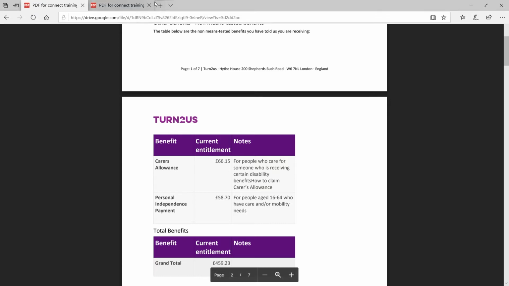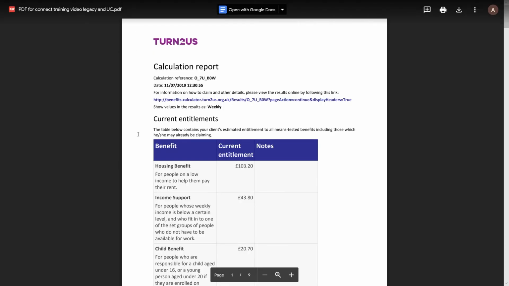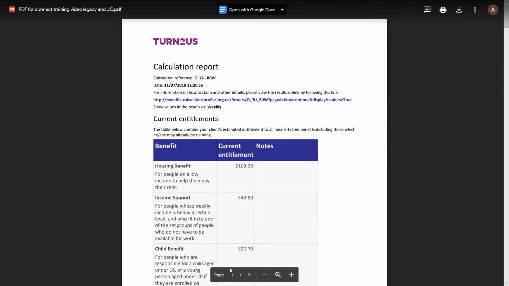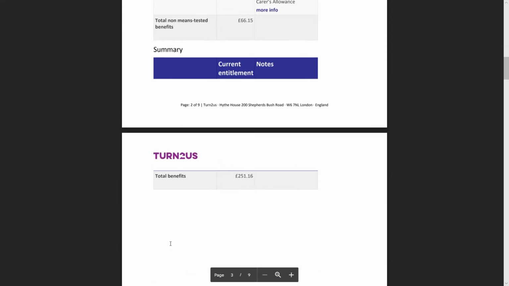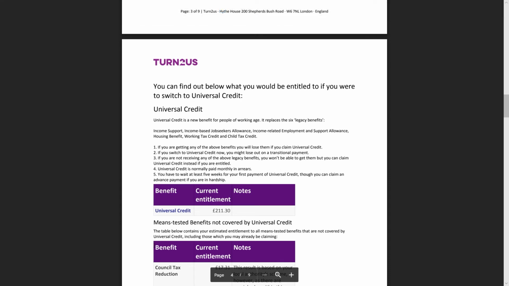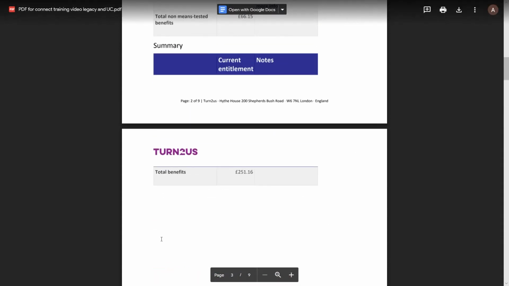Well, let's look at a slightly more complicated calculation. And this one's more complicated because this person is already getting benefits. When someone is already getting benefits, we will first show results for legacy benefits, and after that we will show results for universal credit. For people who aren't getting any legacy benefits, we just show a universal credit result, like the calculation we just looked at a moment ago.